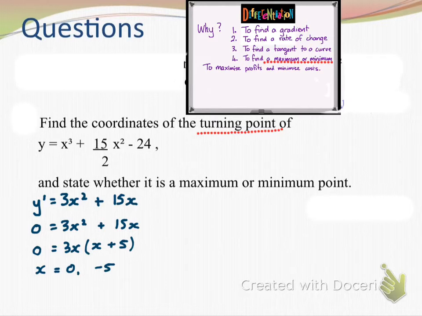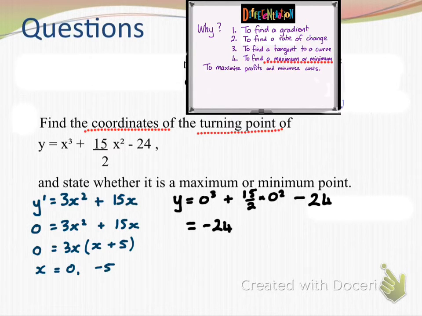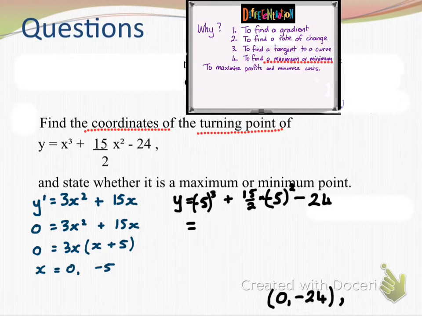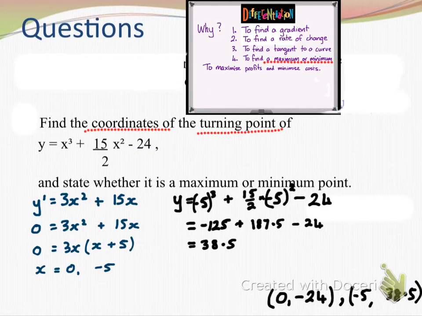These x values are not coordinates, so we have to work out the coordinates of the turning points. They have an x and a y value. So let's put the 0 in for x, and we can see the y is -24. That gives the first coordinate of the turning point, 0, -24. What about the second? Well, replace the 0 with -5. Work that out on your calculator, and you'll find that it equals 38.5. So here is your second coordinate, -5 and 38.5.